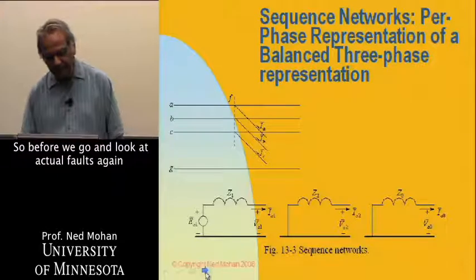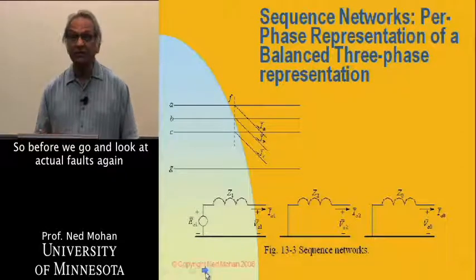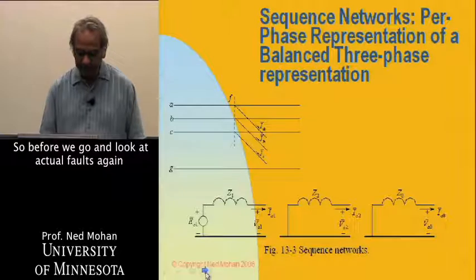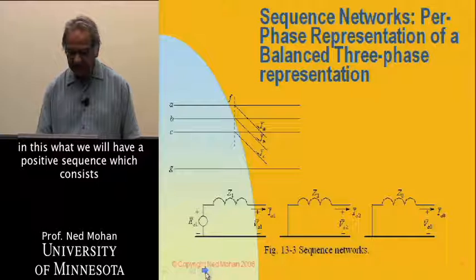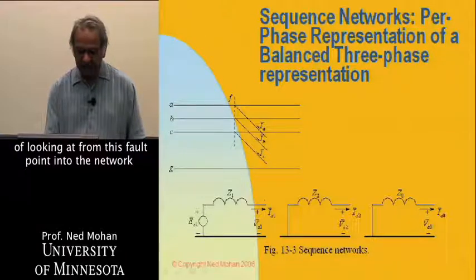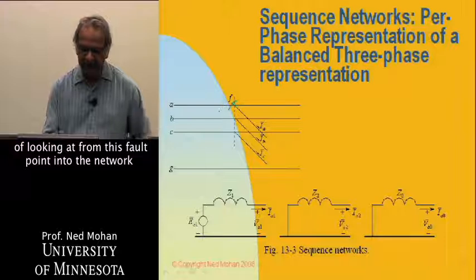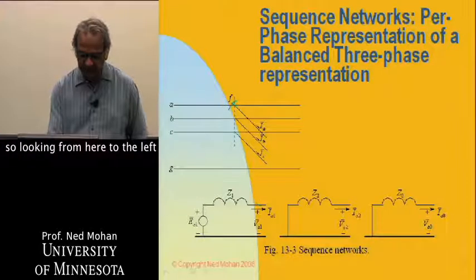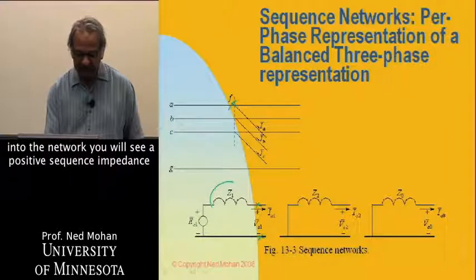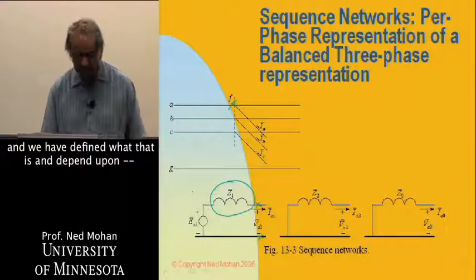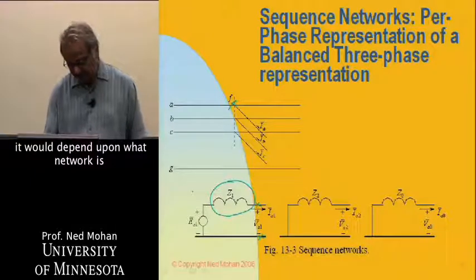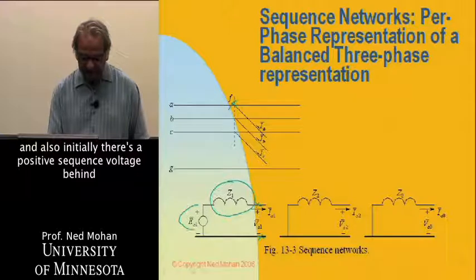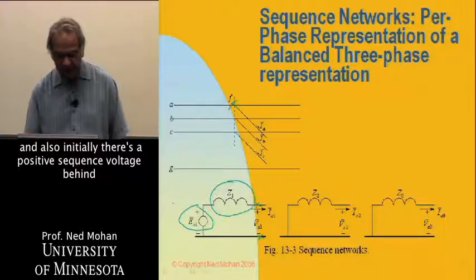So before we go and look at actual faults, we will have a positive sequence, which consists of looking from this fault point into the network. So looking from here to the left into the network, you will see a positive sequence impedance, and we have to define what that is. It would depend upon what the network is, and also initially there is a positive sequence voltage behind it.